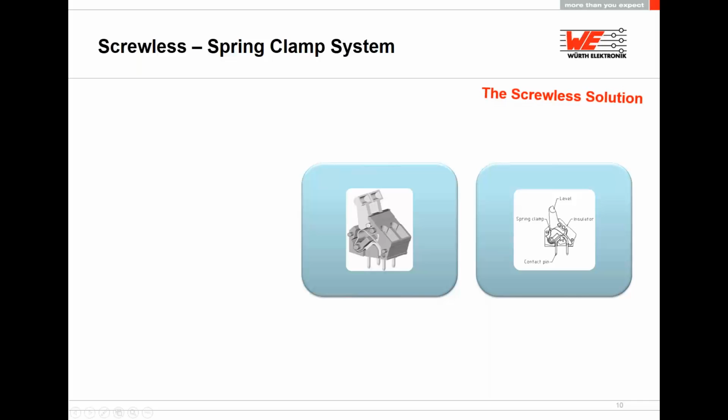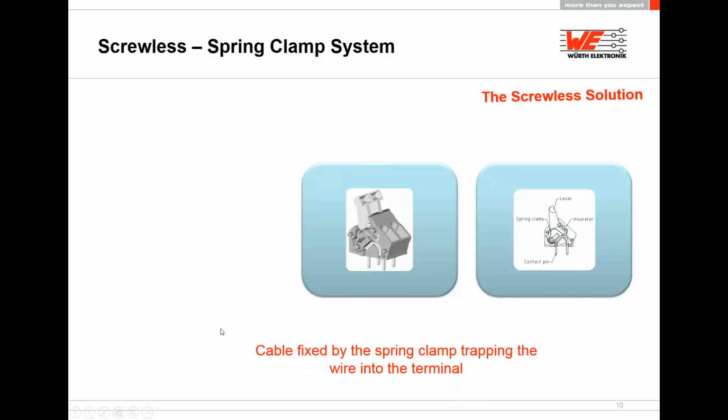If you look at it over here, you push the lever back, and there's a hole here. You insert the wire, and then release the lever. Then it's going to hold it tight. The cable is fixed by a spring clamp trapping the wire into the terminal.